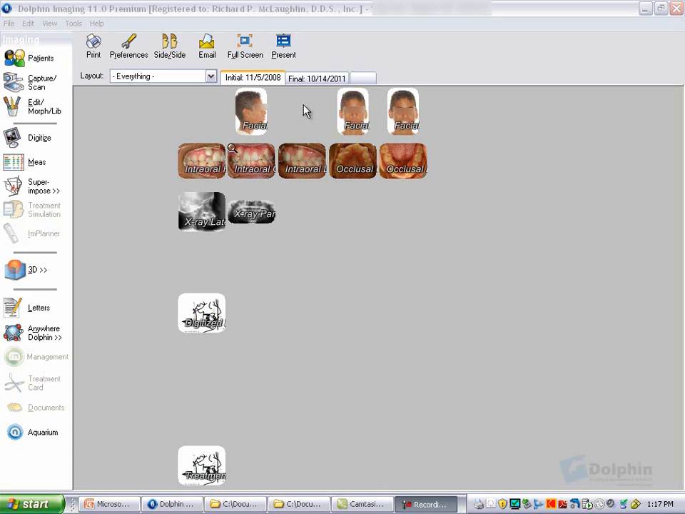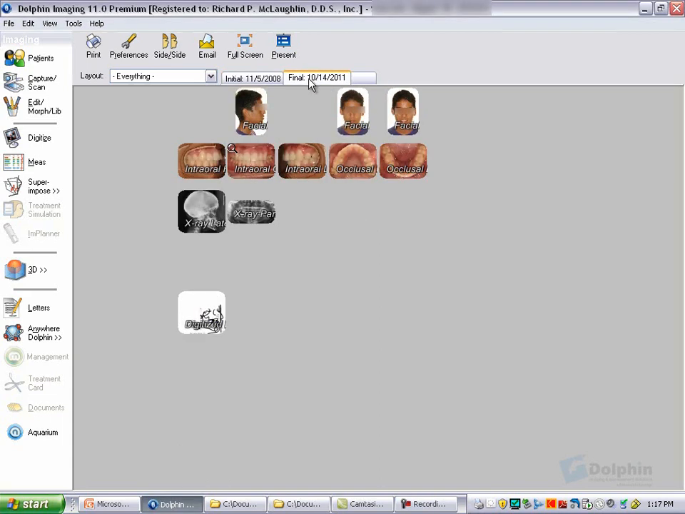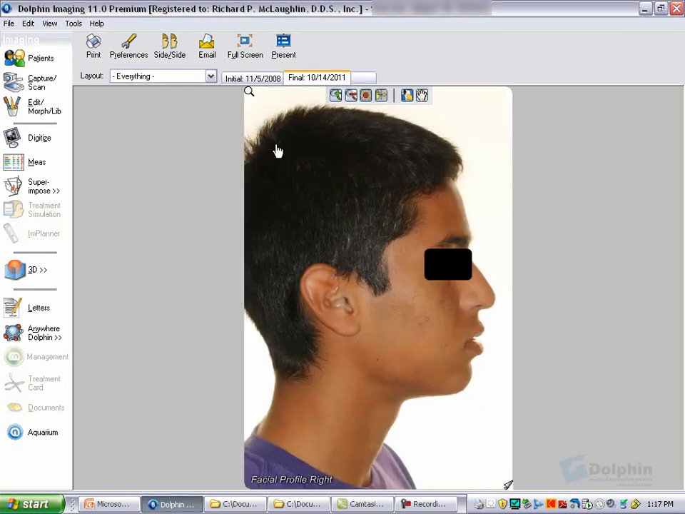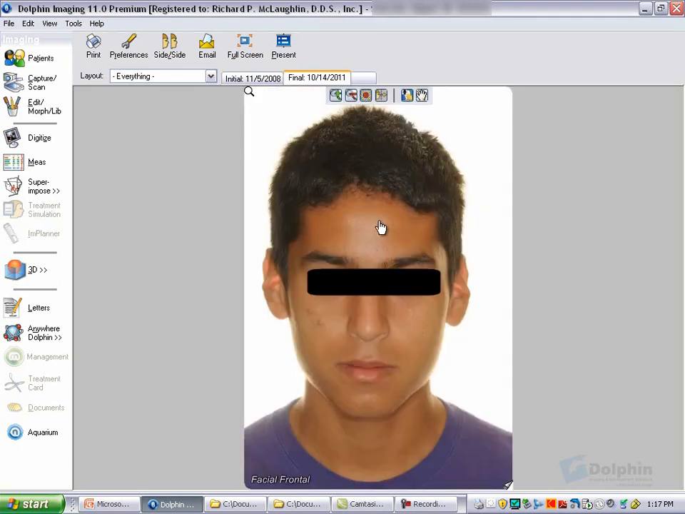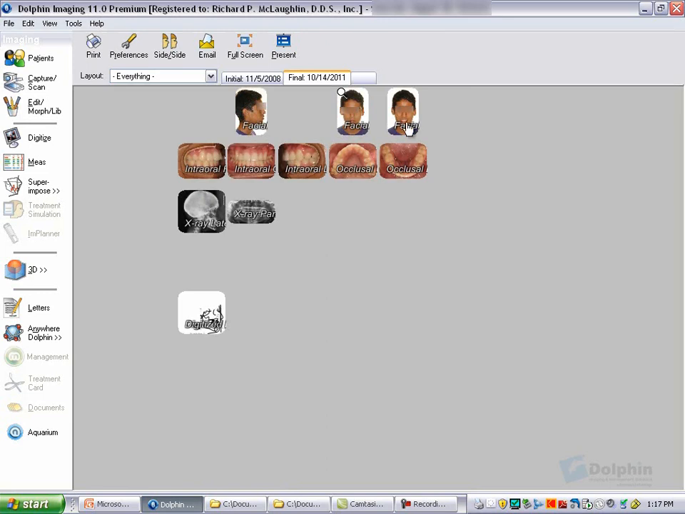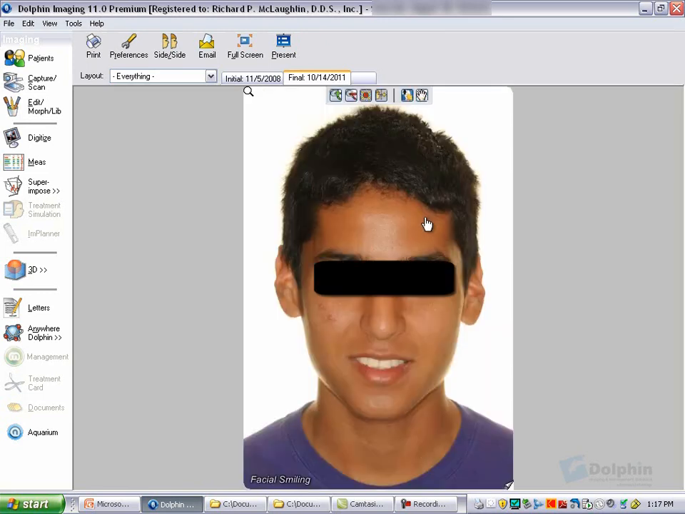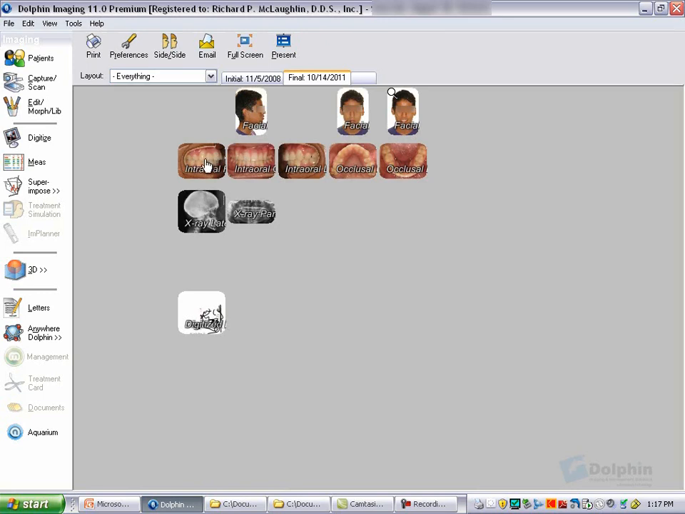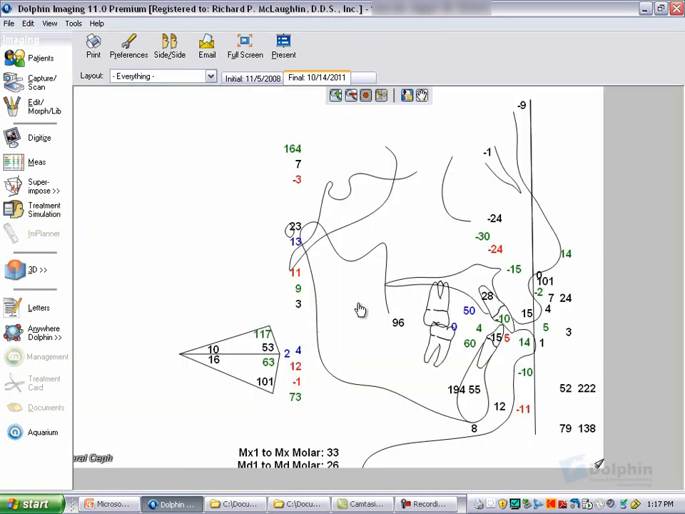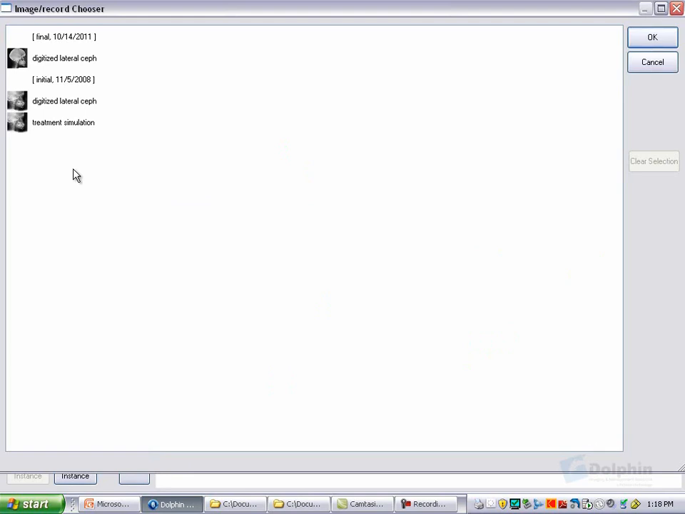So now we can go to the final time point and see the patient's final results. Here he is facially from the side. Notice the lips are at rest for establishing lip thickness and interlabial gap. Here he is in the frontal view, and here he is with a smiling photograph. Here is his cephalometric tracing with lower incisor at 96. We can look at the superimposition and see where that incisor is.